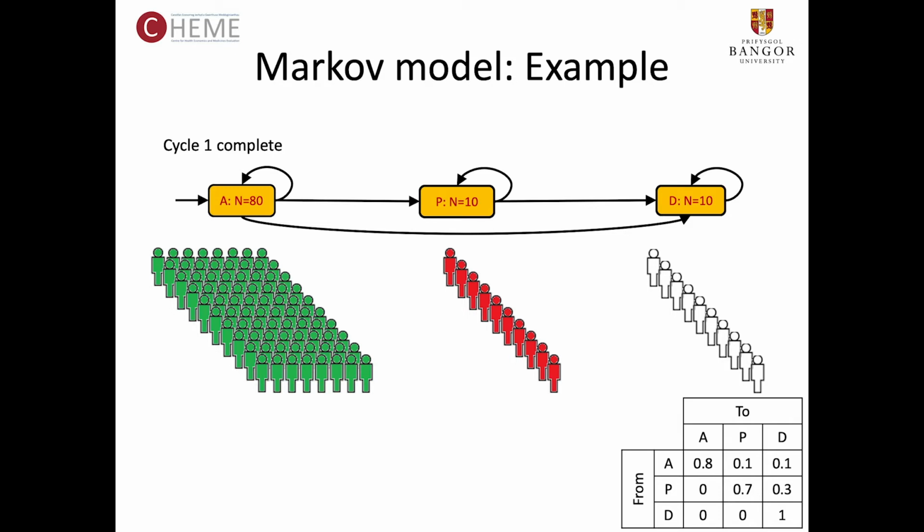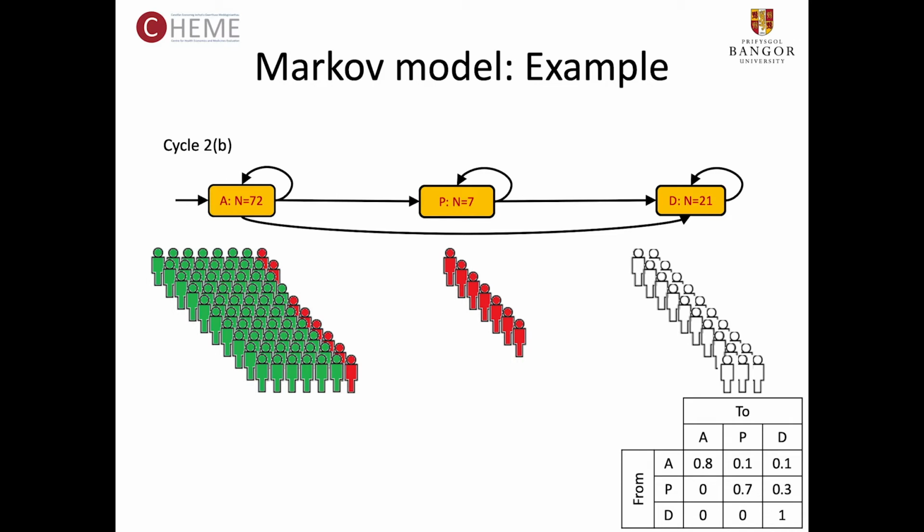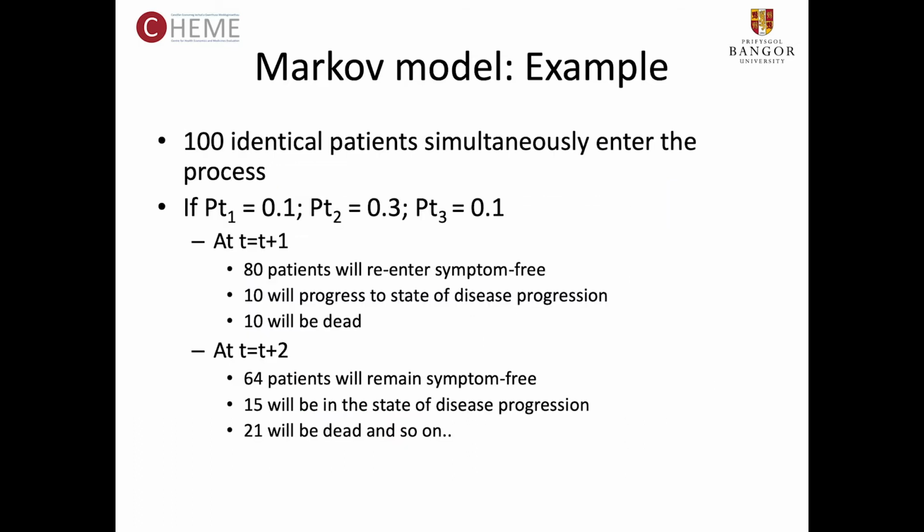If you then go to the second cycle, the same probability exists, you would multiply the remaining population in each health state by that same probability. And they would then move to the progressed and the death state, so that you have 64 now remaining in the asymptomatic disease state. 15 have moved to the progressed disease state, and 21 now have died. And you would continue that exercise. That just summarises the previous slide in words and numbers.